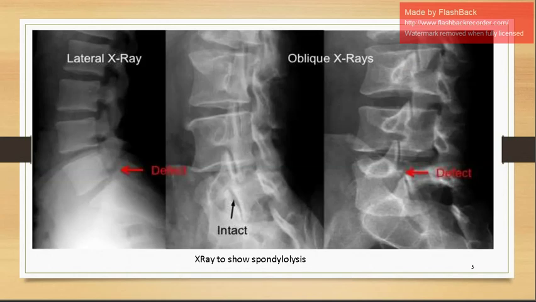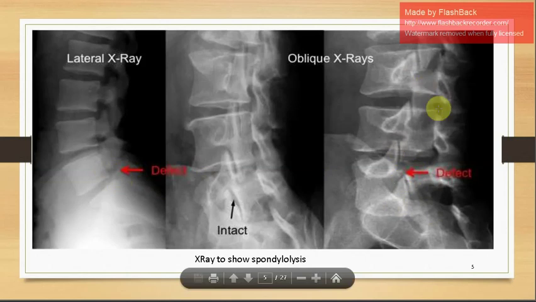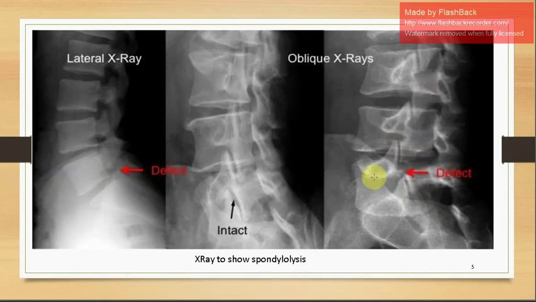Here is an X-ray to show spondylolysis. Here you can see the defect, the arrow here, the defect in the pars interarticularis. If you see the oblique view, again, this is the Scotty dog. You can see the break in the neck of the dog.